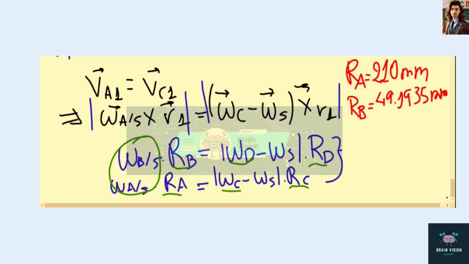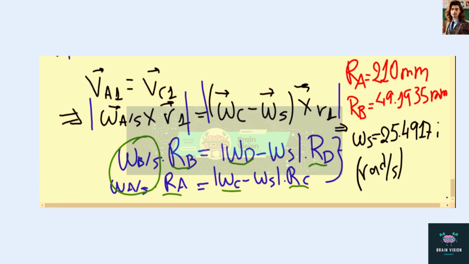Okay, and yeah, solve for omega s. We get finally, I ran out of space, the angular velocity of the shaft equal to 25.4917 i hat radians per second. This is the final result for task B, and I have to tell you that it differs a little bit from the suggested solution at the end of the book, but I believe this result is more accurate.